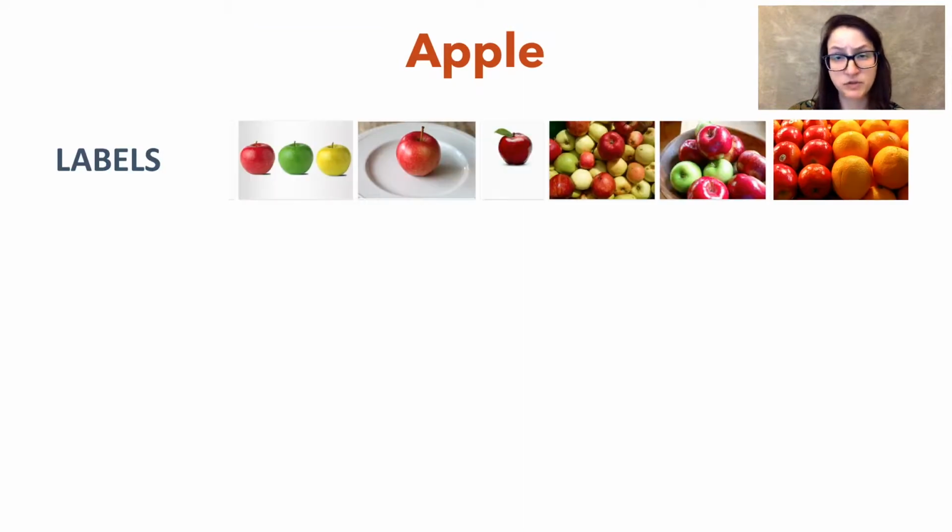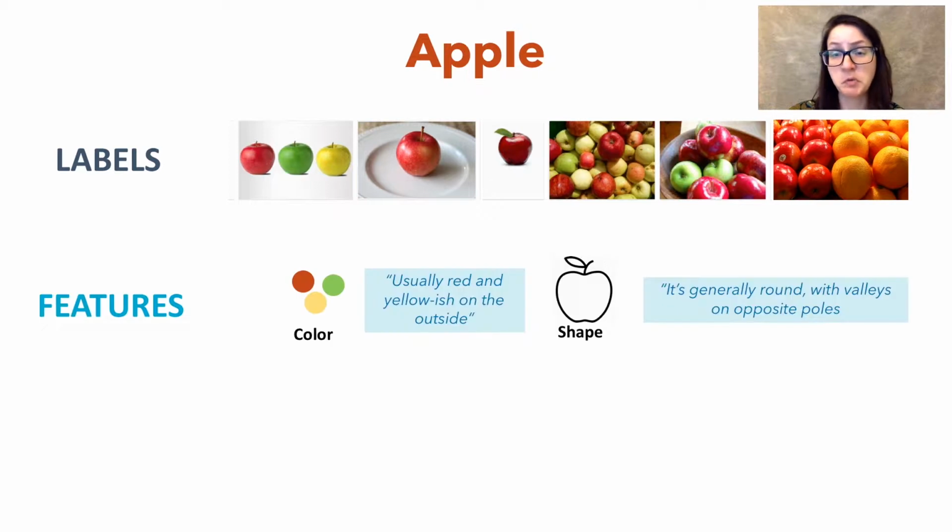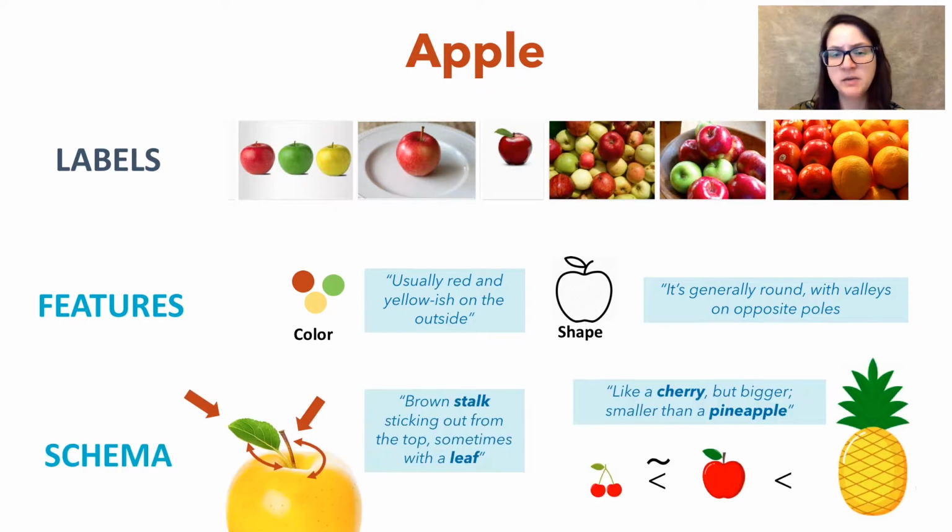in images. Teaching via labels would consist of showing lots and lots of examples, whereas teaching with features would be more like telling it to pay attention to color and shape as key characteristics of apples. And schema is about constraints and relations, like that apples have stalks and sometimes a leaf attached to said stalk.